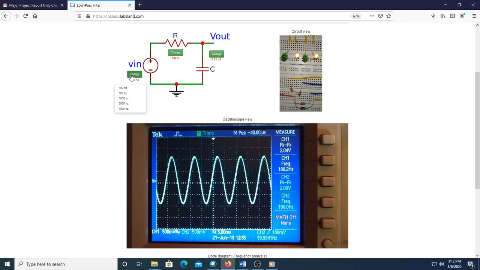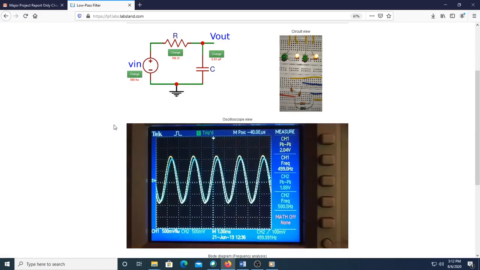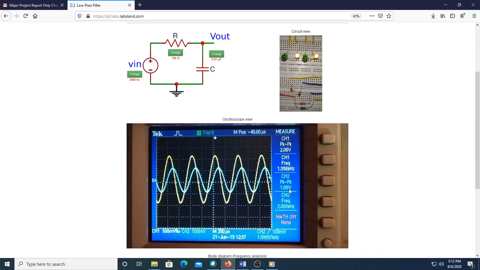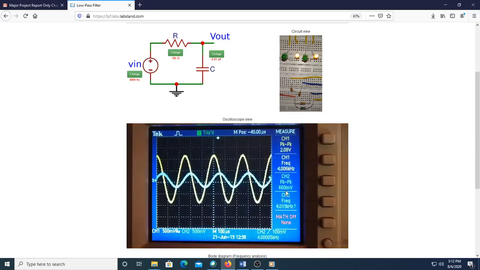As the frequency increases to 500 Hz, the output amplitude reduces to 1.86 volt and it further reduces to 1.56 volt as the frequency reaches 1 kHz. If the frequency further increases to 2 kHz, the time response shows that output amplitude becoming 1 volt, and if the input frequency is further increased to 4 kHz, which happens to be still more than the cutoff frequency of the filter, the output amplitude reduces to 660 mV, and it's interesting to observe that as the frequency increases, the phase of the output signal lags more and more in comparison to the input signal.